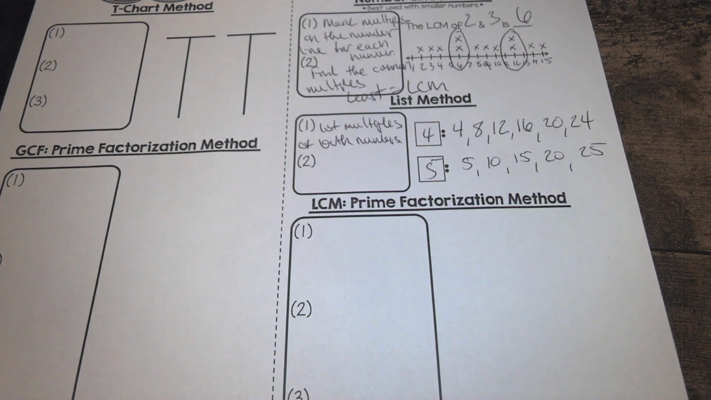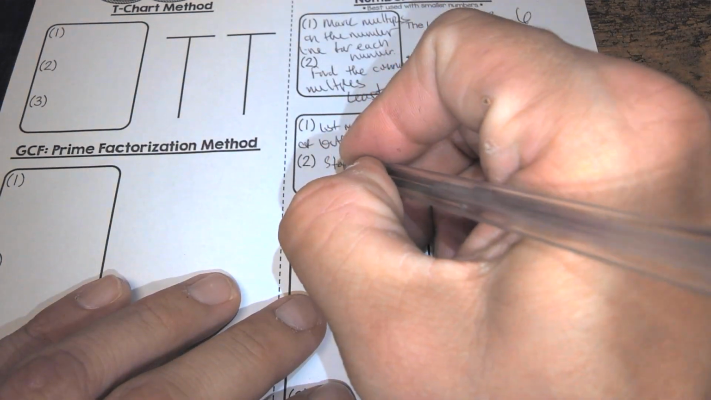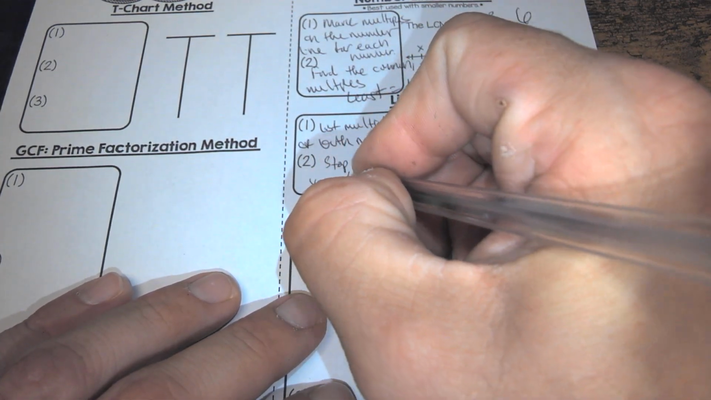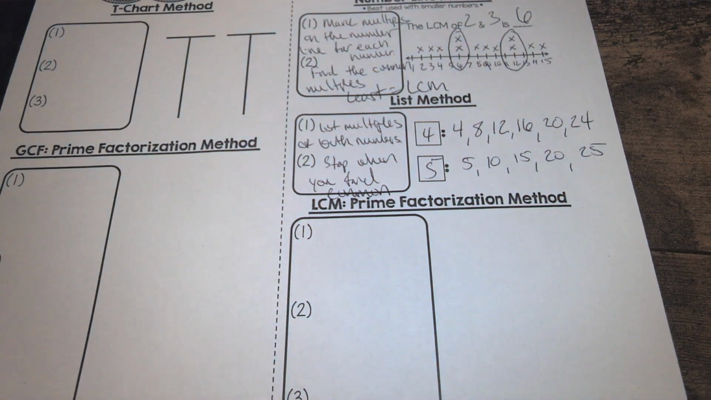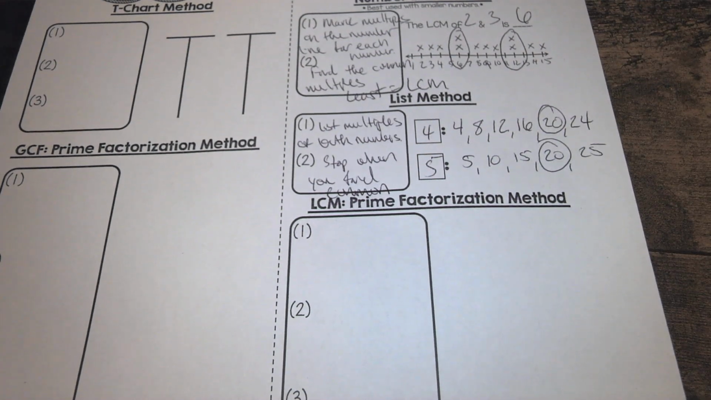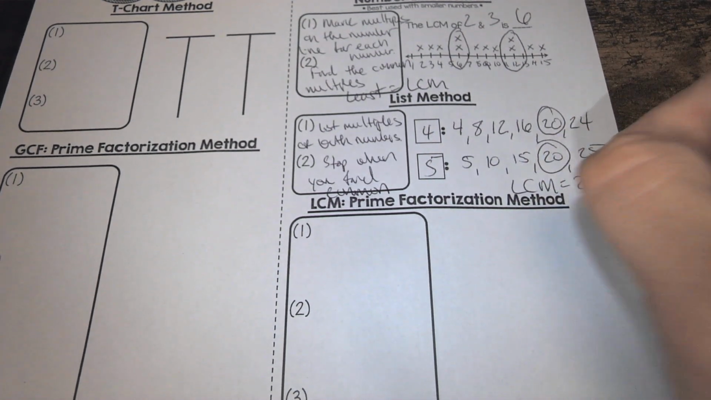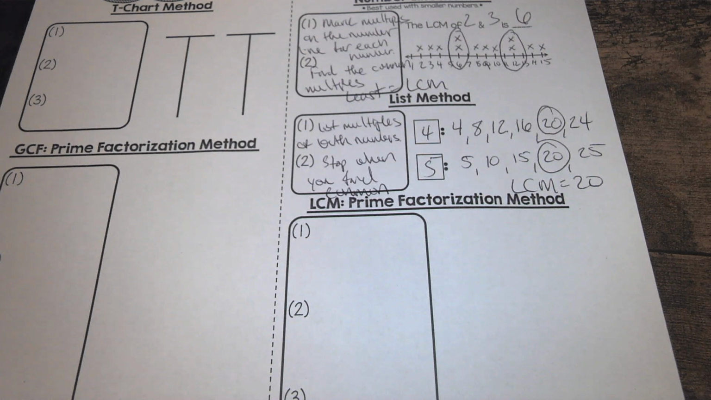Now you find the ones they have in common. You basically stop when you find a common multiple. So is there any they have in common? Just 20. So the LCM equals 20. I prefer the list method because you're just writing it out, and you can use a multiplication chart to match up which ones they have in common, because you have 2 numbers. Sometimes you'll have more than 2.